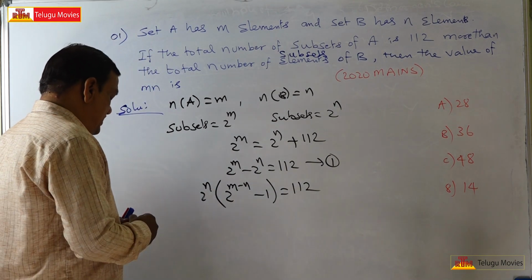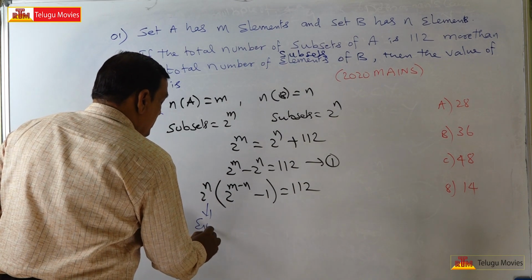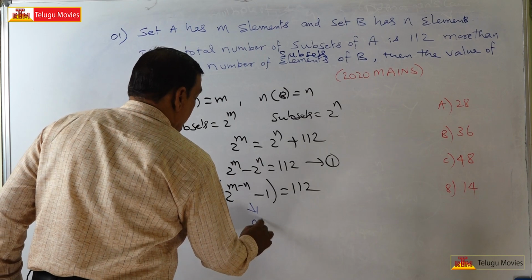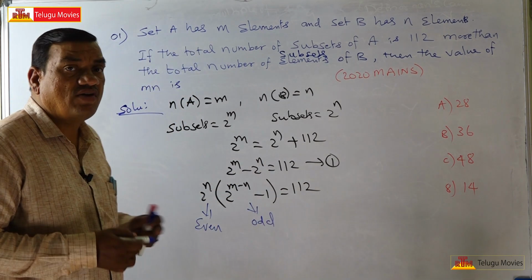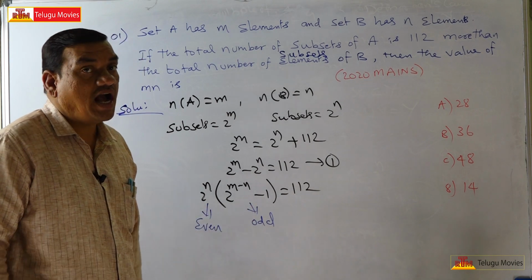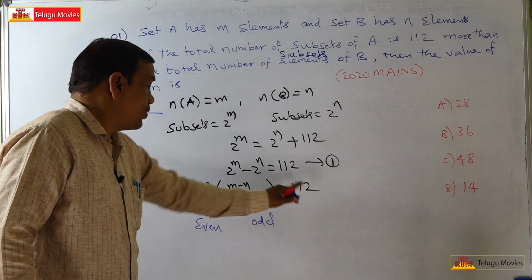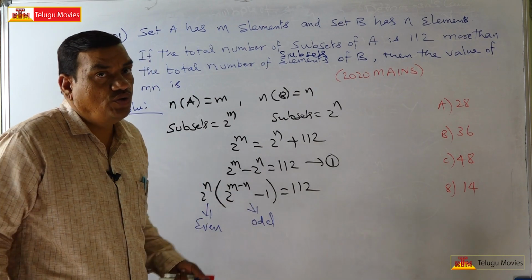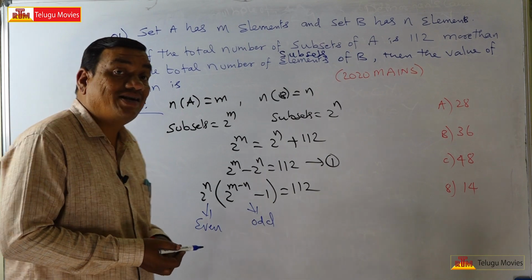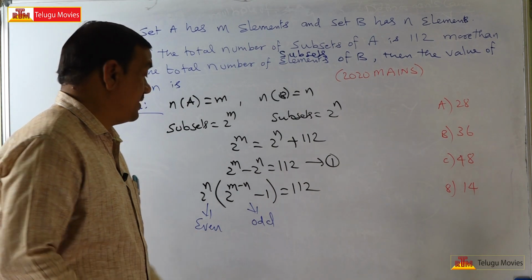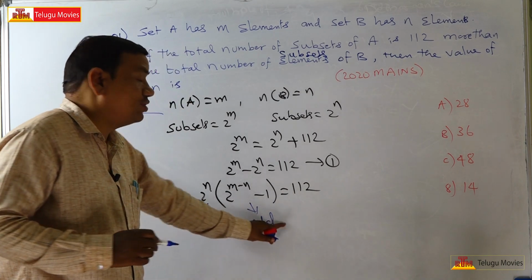If you observe this, 2 power n is an even number clearly, and 2 power m minus n minus 1 is an odd number. You check it: for all values of m and n, you will get an odd number. So this is an even number and this is an odd number. The product of even and odd is an even number. Then how to check? We will use the trial and error method. Now you have to split this 112 into even into odd.